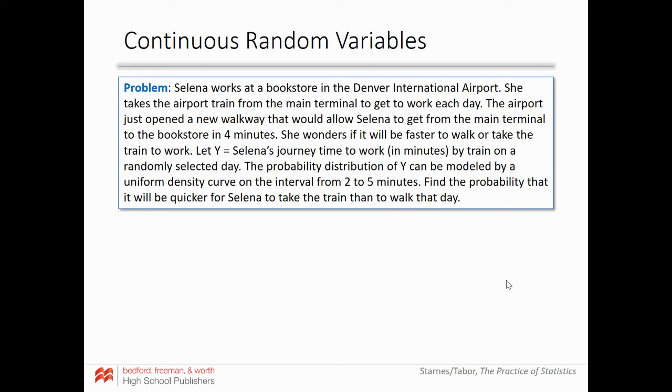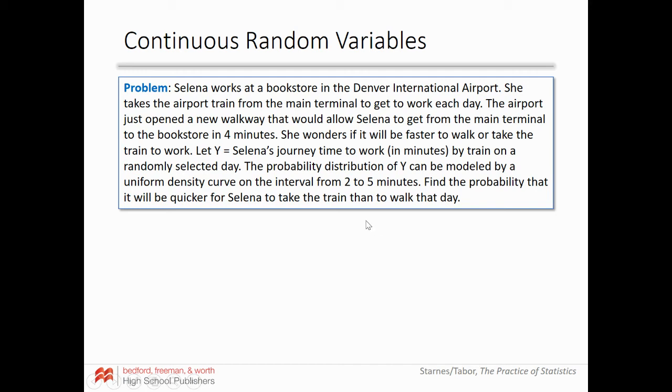The airport just opened a new walkway that would allow Selena to get from the main terminal to the bookstore in 4 minutes. She wonders if it would be faster to walk or take the train to work. Let y equal Selena's journey time to work in minutes by train on a randomly selected day. The probability distribution of y can be modeled by a uniform density curve on the interval from 2 to 5 minutes. Find the probability that it will be quicker for Selena to take the train to work than to walk that day.